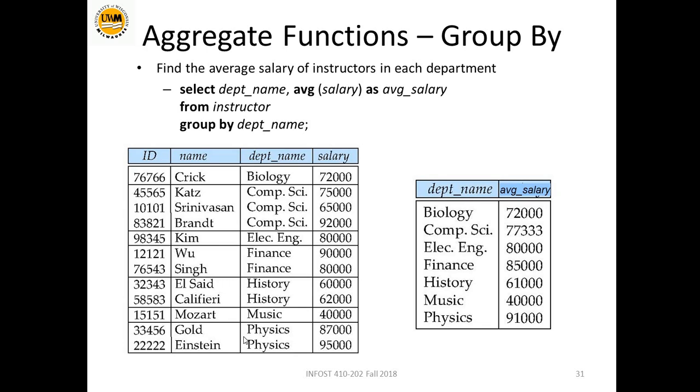For example, if we say select department name and average salary as average salary from instructor group by department name, what this will do is create a result with two columns, one called department name and the other called average salary. Department name will contain the department names and the average salary will contain the average salary. When I use the group by, I will combine all the duplicates into one value.